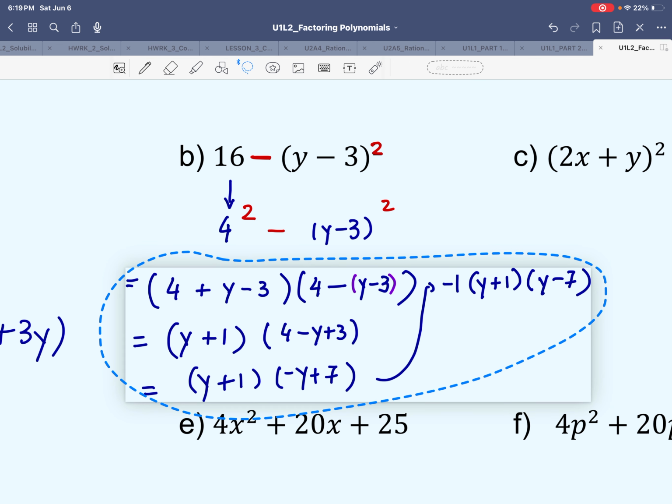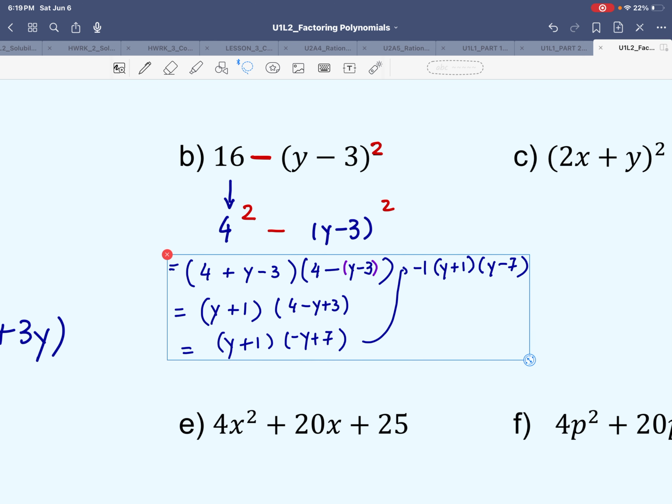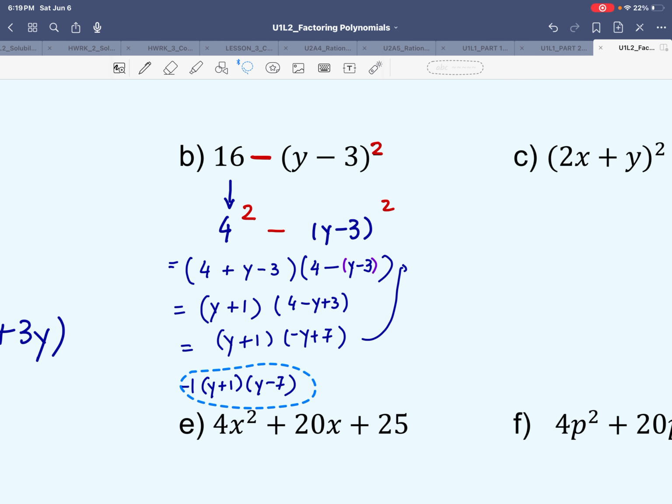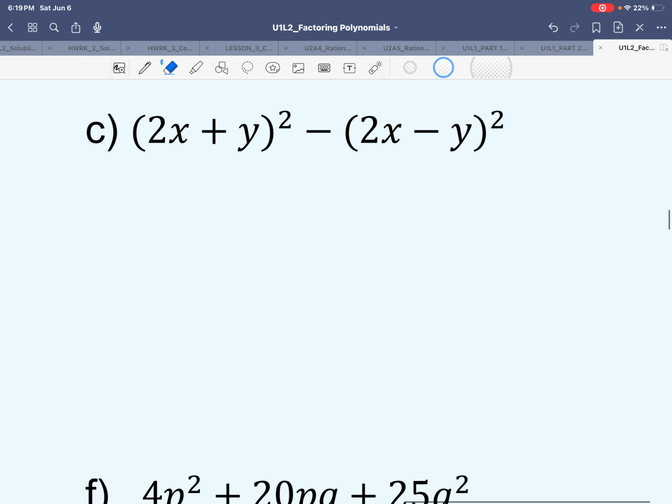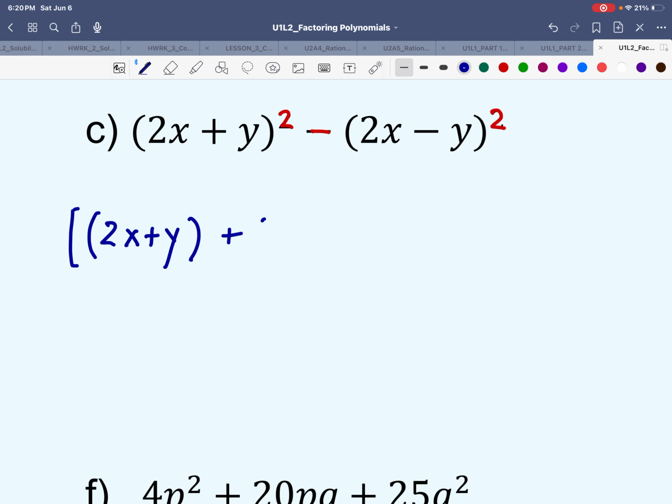So let's move on to our next question. The next example has two binomials to the power of 2. Again, this is the formula a squared minus b squared. I'm going to open up square brackets here to keep the expression safe. So 2x plus y plus 2x minus y. Then we have the other factor, which will have a minus in between.